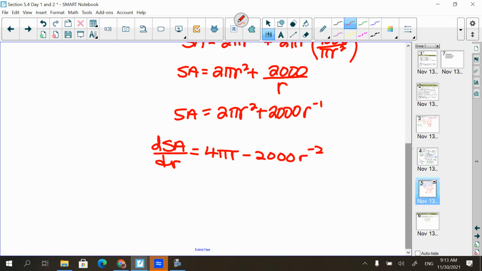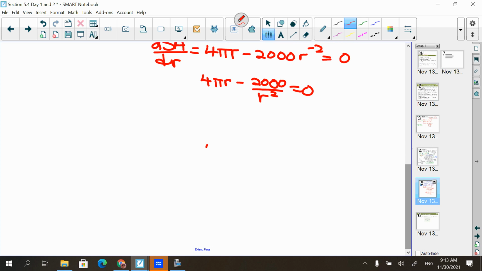Okay. And then we're going to set it equal to 0. 4 pi r minus 2,000 over r squared. I'm going to put that back. It's going to make my algebra a little bit easier from here down. I can move that negative term to the other side. 4 pi r equals 2,000 over r squared.